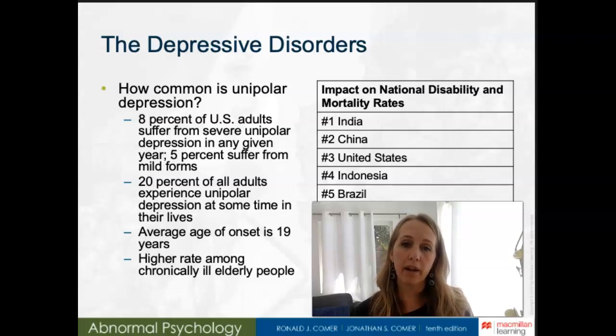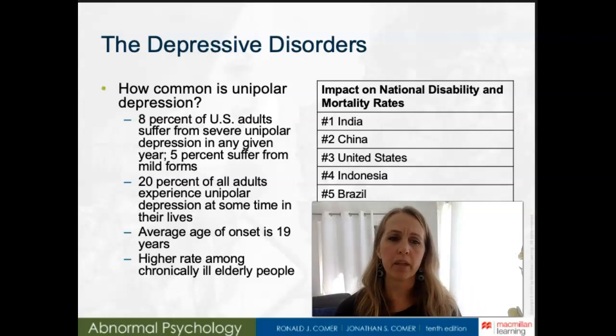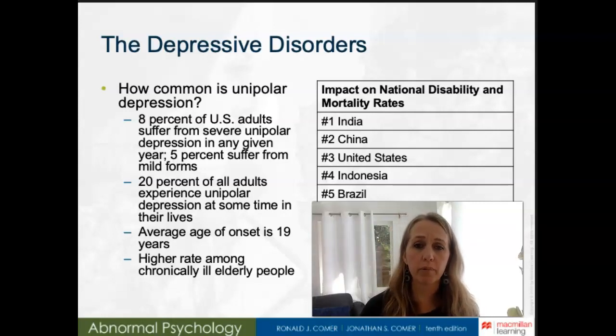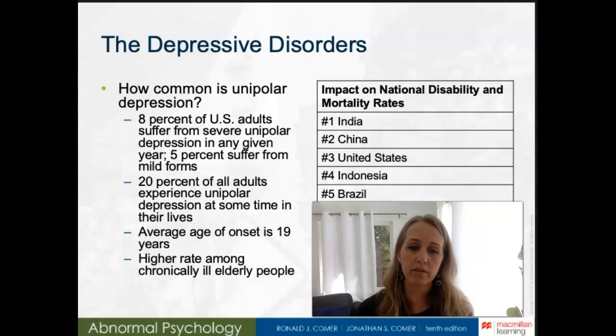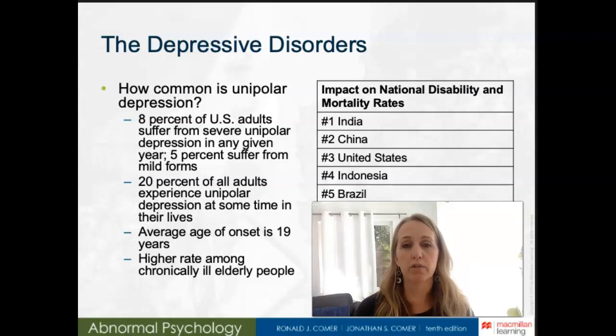But there is a high rate of depression among people who are chronically ill and elderly. So depression is actually somewhat prevalent in the elderly population. So we want to look at today, what are the symptoms of depression? And then we'll look at some of the possible treatments. We'll go into specific treatments later on in the semester, but I do want to touch on what the causes of depression are and how we can recognize it.